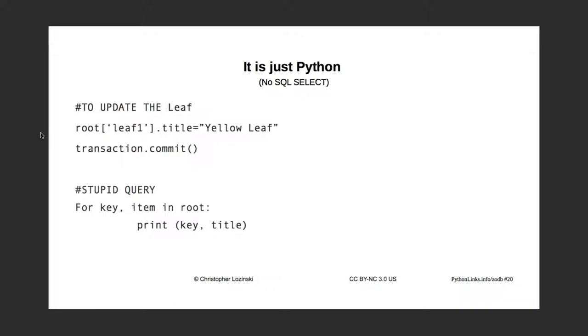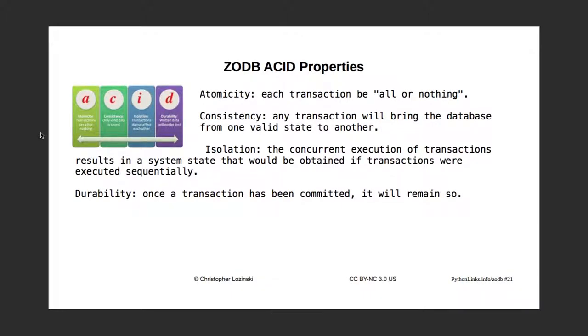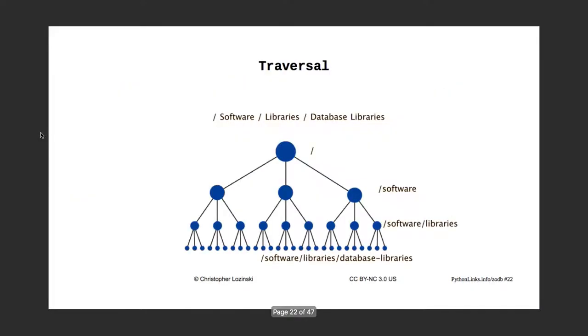It's just Python. Say to update the leaf, you get the root object, you find the leaf object, and you set its title to be yellow leaf. You do a transaction.commit. If you want to do a very simple, stupid query, you can iterate over all the items in the root and print the key and the title. So you can just do Python functions on these objects. And it's a proper ACID database. It's optimistic concurrency control. It's actually a versioned database, which we'll get to in a few minutes.